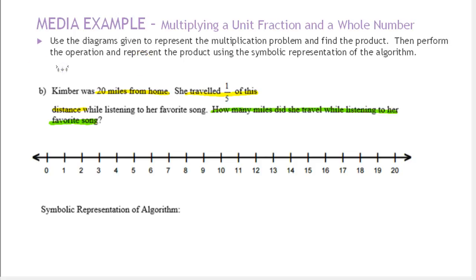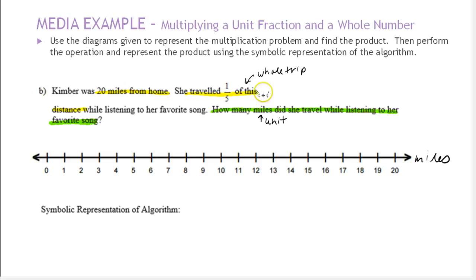Okay, so again, let's think about the units we're dealing with here. So 1/5 of this distance is referring to the whole trip. But the question is asking us how many miles did she travel. So our answer is going to have a unit of 1 mile. So 1 is going to count for 1 mile. So let's label our number line in miles. Okay, so here it is, 0 to 20.